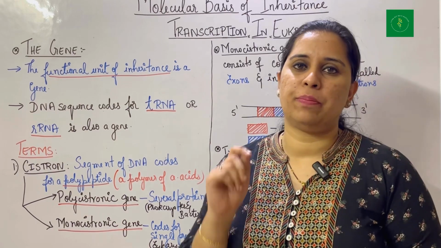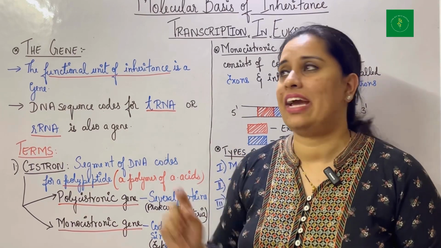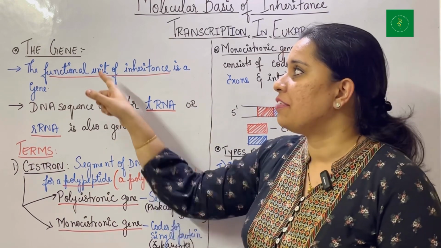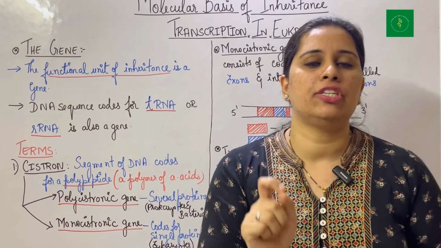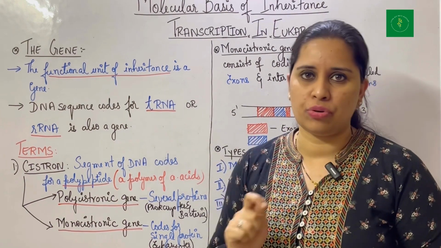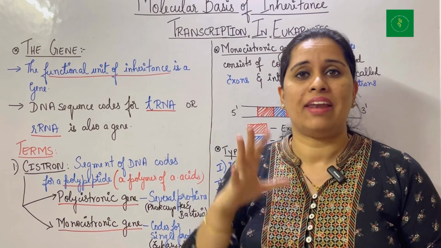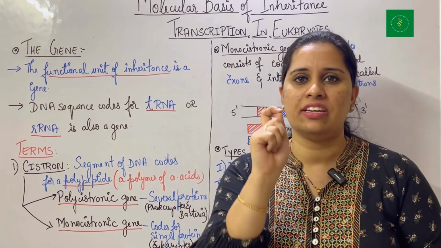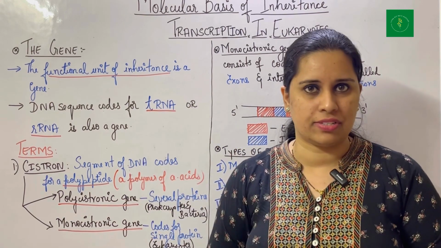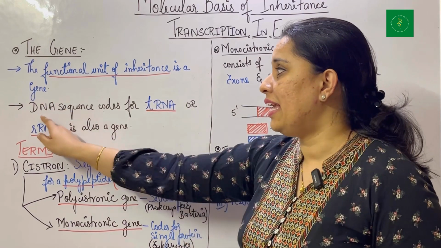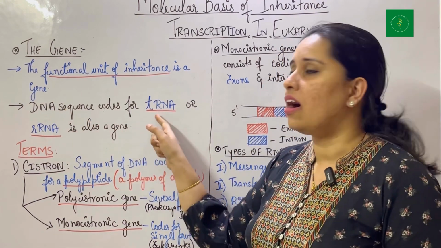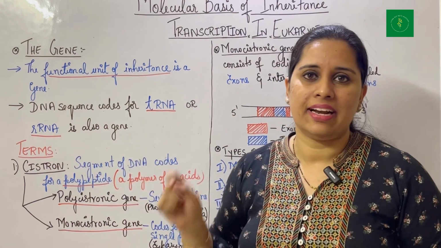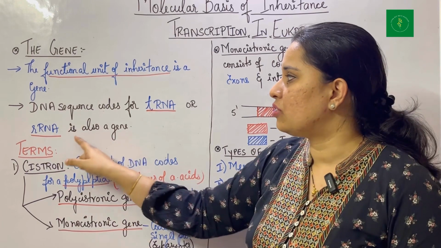Before going deep into the process of transcription, let us understand certain terms which are needed to understand the process of transcription. The first one is the gene. The functional unit of inheritance is known to be a gene. Although there are many genes present on the DNA, it is difficult to define a gene in terms of a DNA sequence. Now you can see here the DNA sequence that codes for tRNA, transfer RNA, or rRNA, that is ribosomal RNA, is also a gene.